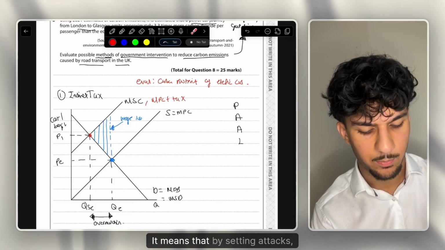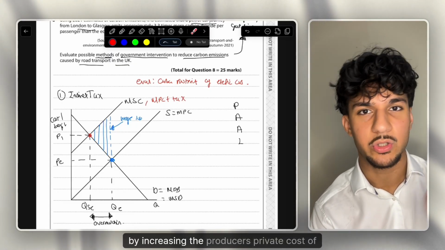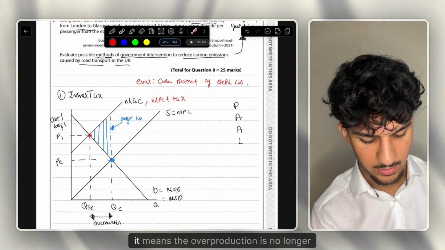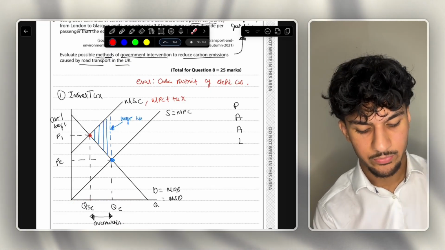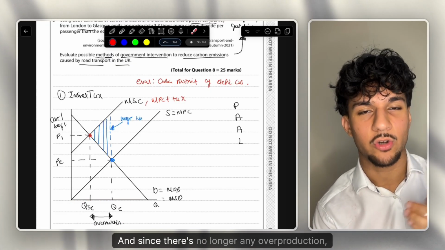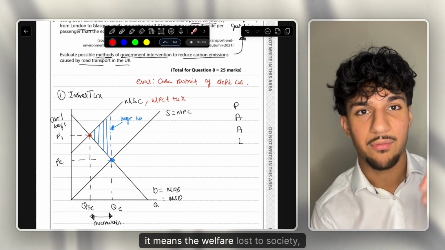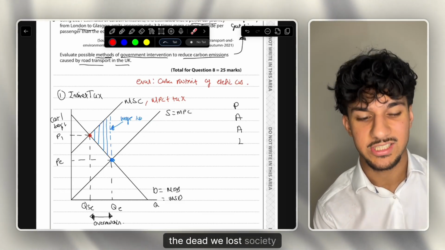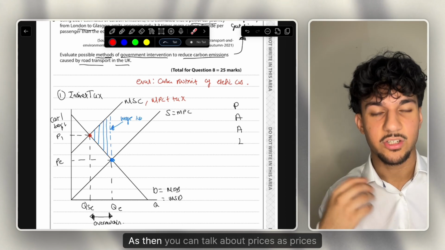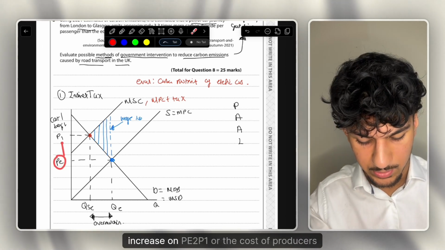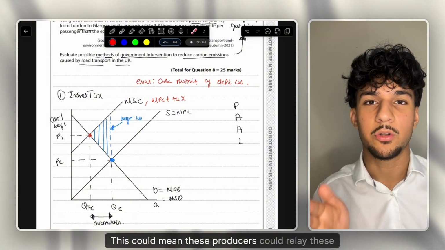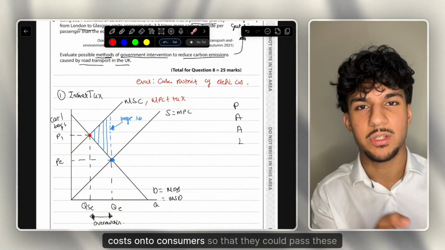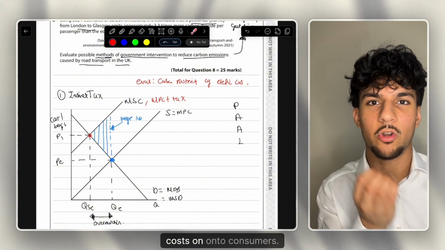What does that lead to? It means that by setting a tax, by increasing the producer's private cost of production, the overproduction is no longer happening. We are producing at QSE instead of QE. And since there's no longer any overproduction, it means the welfare loss to society, the deadweight loss to society, is no longer happening. Then you can talk about prices. As prices increase from PE to P1, or the cost to producers increases from PE to P1, these producers could relay these costs onto consumers, so that they could pass these costs onto consumers.